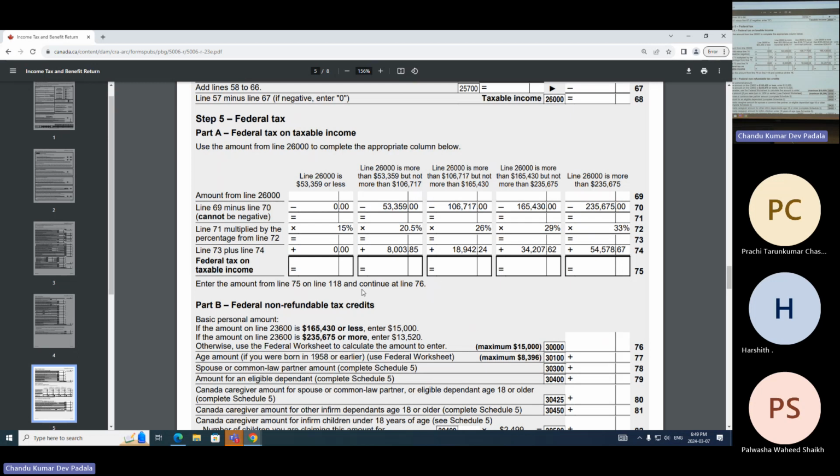And then remember how we talked about the different income chunks, like $0 to $5, you pay 5%, $5 to $10, you pay 10%, etc. These are the actual income chunks for the federal government. Okay, you have to remember this is only the federal government. There's going to be additional tax from the provincial government. From 0 to 53,359, you're going to be taxed at 15%. And then between 53,000 and 106,000, you're going to be taxed at 20.5%, and so on.